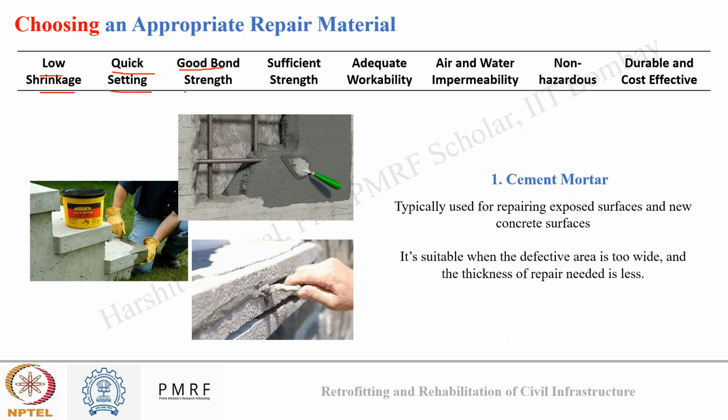It should have good bond strength with the old concrete so that there is no critical failure location at the interface of new material and old material. It should have sufficient strength so that, for the amount of material that we have chipped off, the structure can again go to the original state of strength that it had.